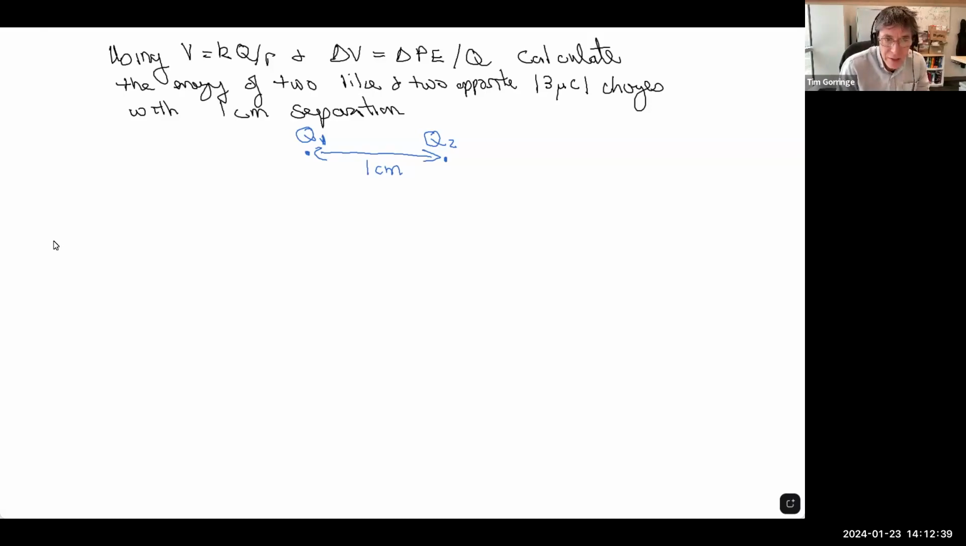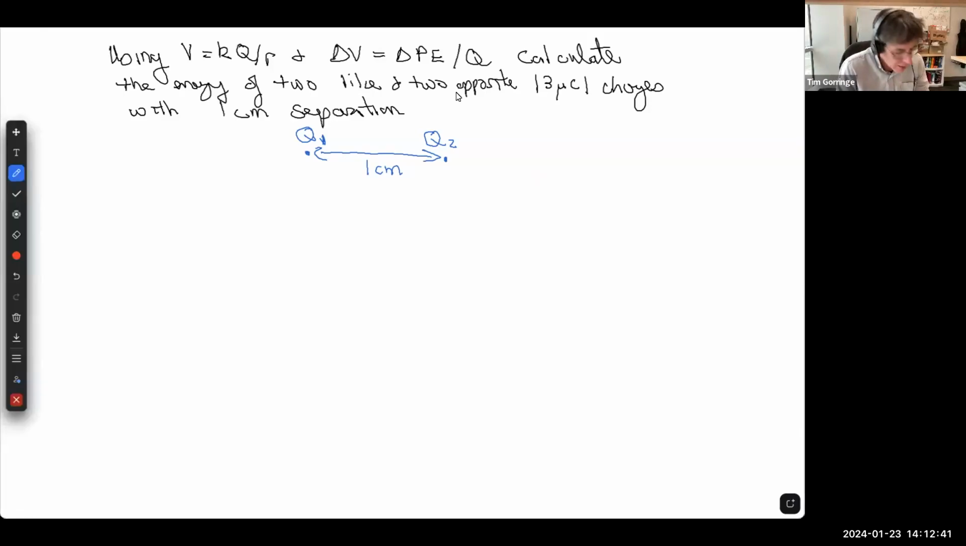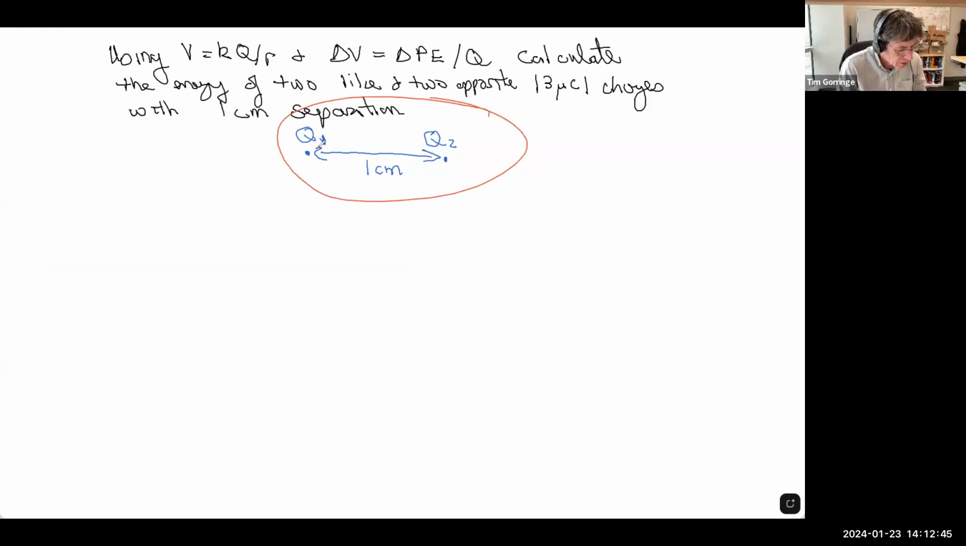So I drew a sketch of the problem here. It shows a charge on the left, a charge on the right. This is our pair of charges. I called them Q1 and Q2. It shows them separated by 1 centimeter. And as I say in this problem, in one case, we're going to think of them as being like charges, say both positive 3 microcoulombs. In the other case, opposite charges, one positive, one negative, 3 microcoulombs.